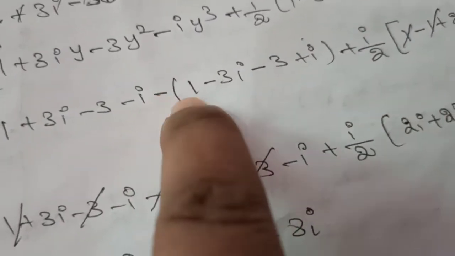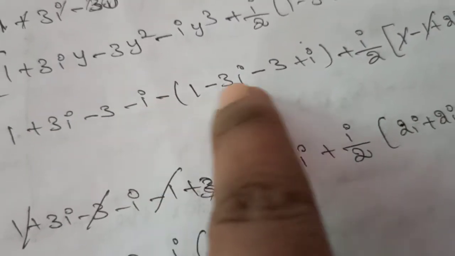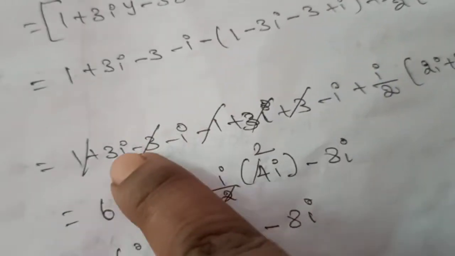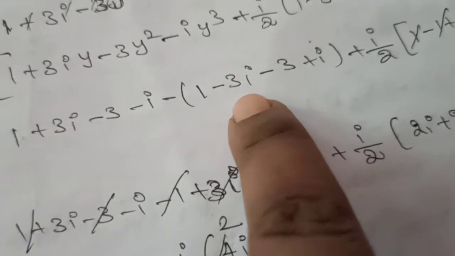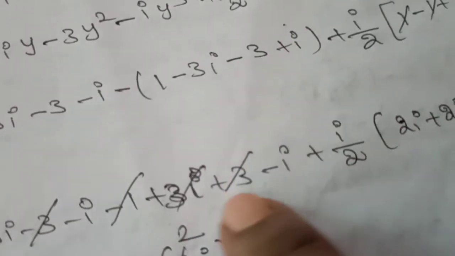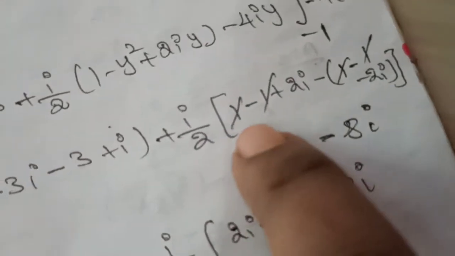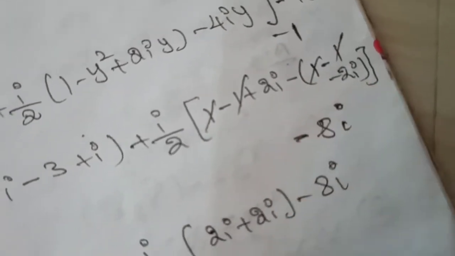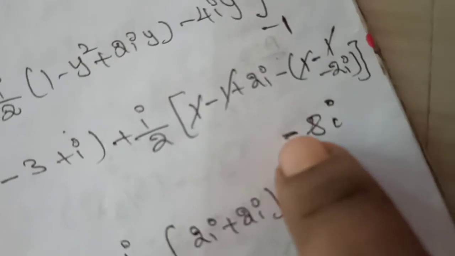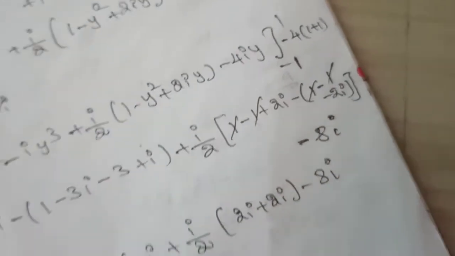Here, taking the negative of the outside values multiplied by the inside values: 1 plus 3i minus 3 minus i, minus 1 plus 3i plus 3 minus i. Here plus i by 2 into plus 1 minus 1 cancel, 2i minus into minus plus 2i, that is 2i plus 2i, minus 8i. Okay, minus 8i.